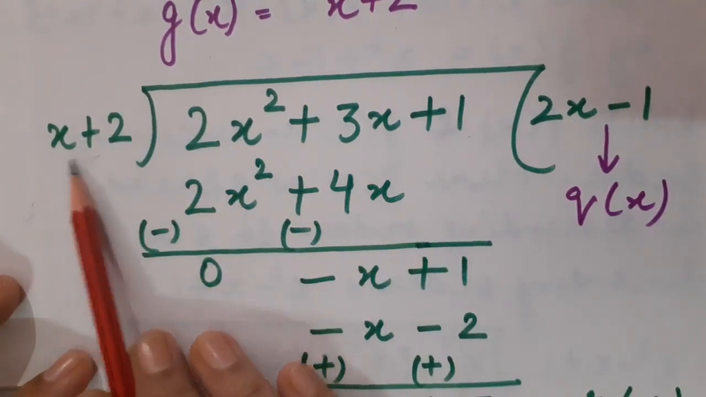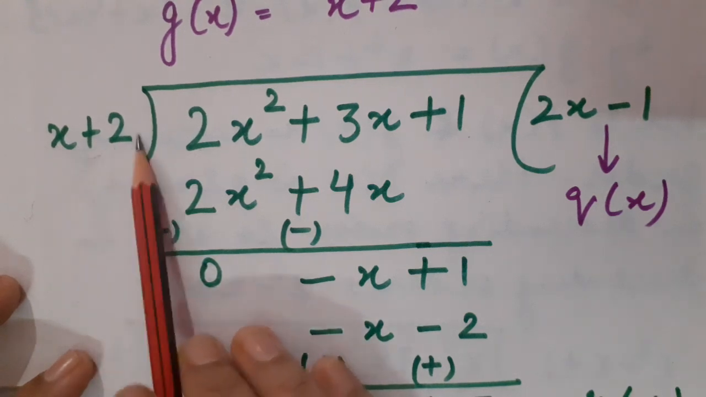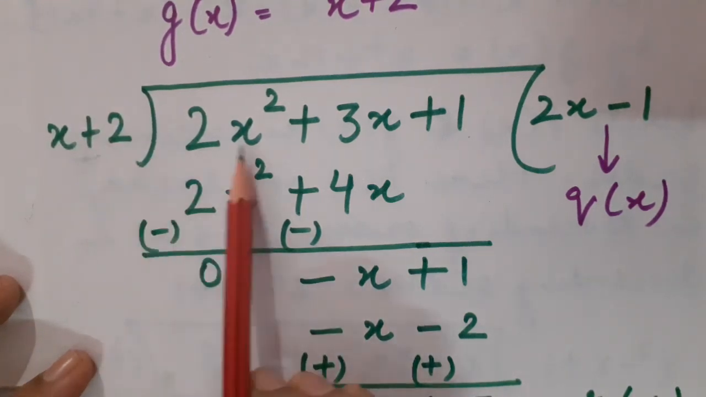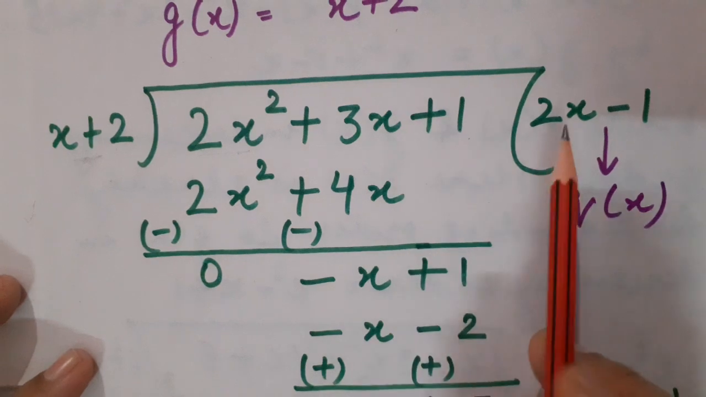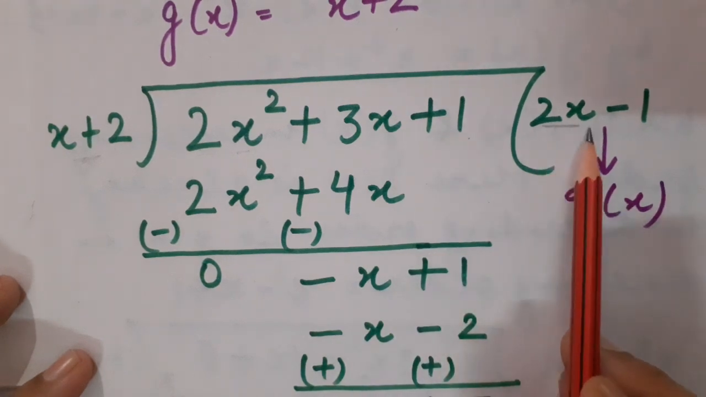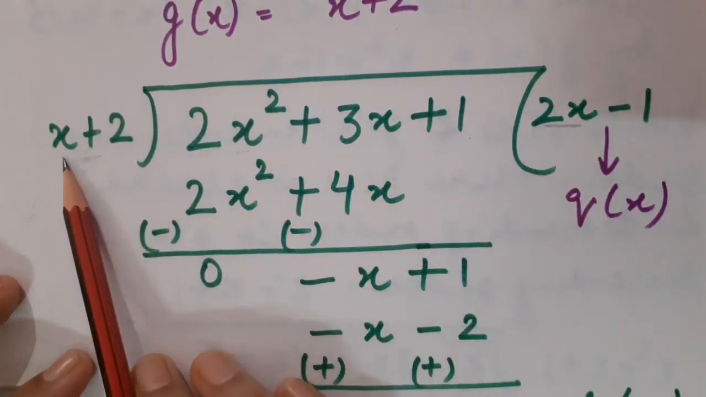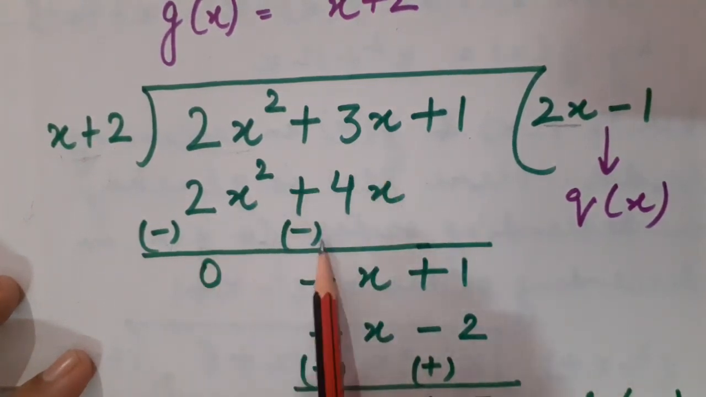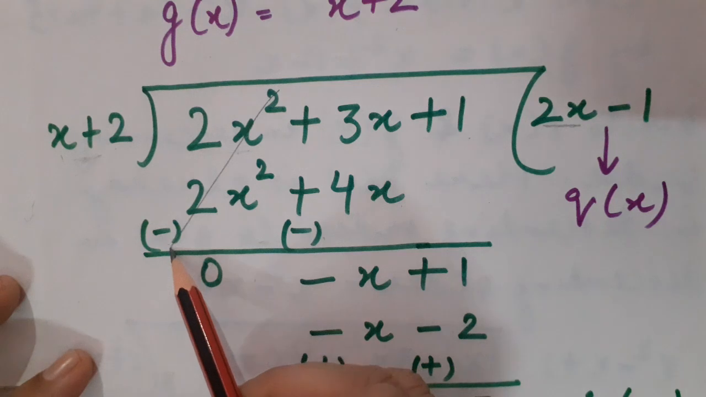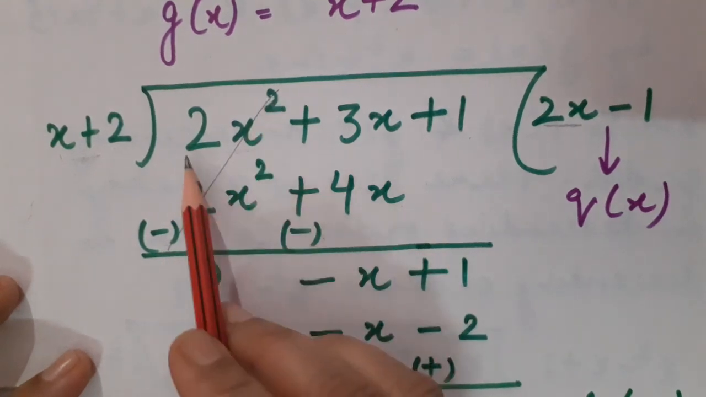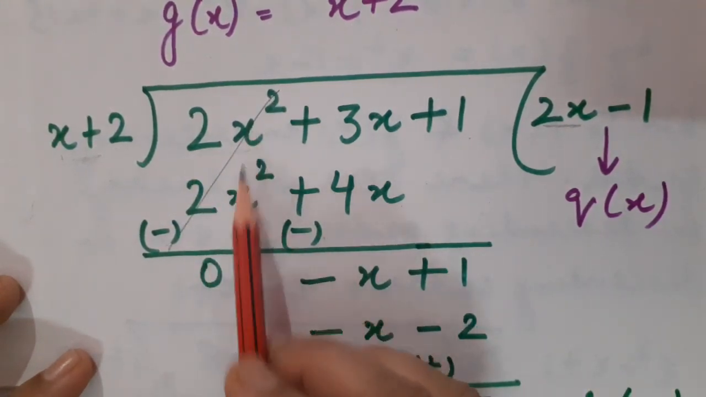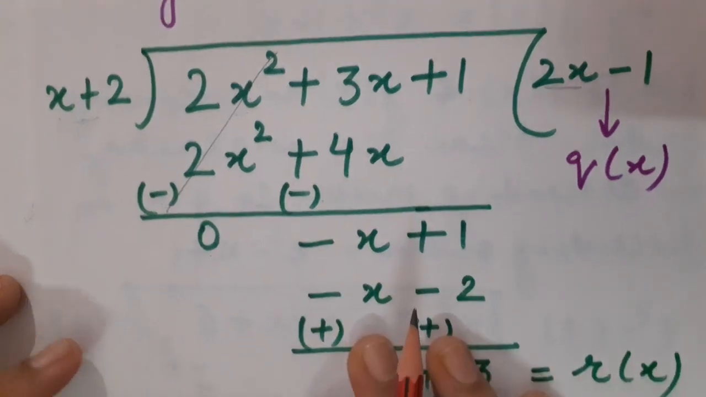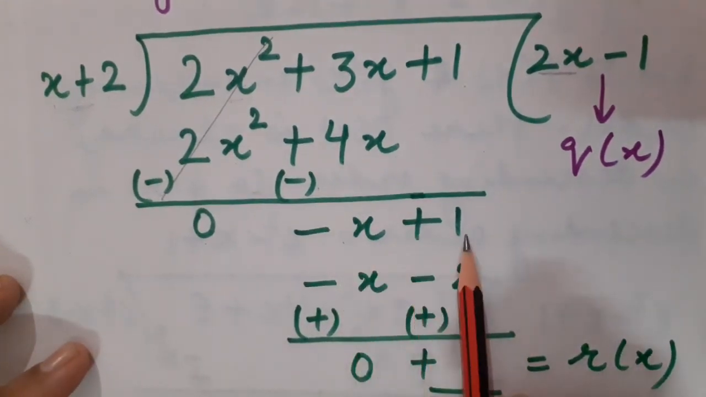So by what expression or by what value should I multiply gx so that I can get 2x square here? So I am going to multiply this by 2x. When I multiplied it by 2x, I have got 2x square plus 4x. In division, you know, we have to subtract. So this complete expression is going to be eliminated. 2x square minus 2x square, they both are going to be cancelled. So here I have got minus x plus 1.